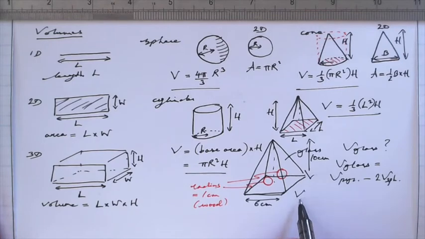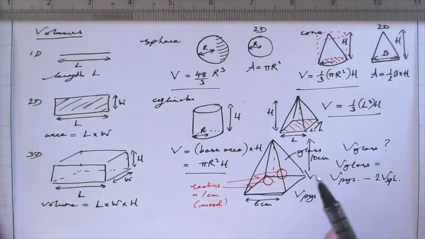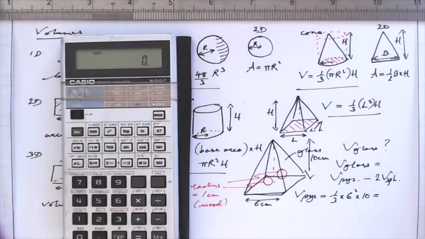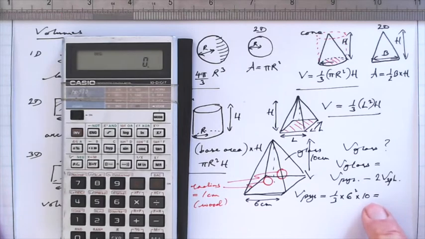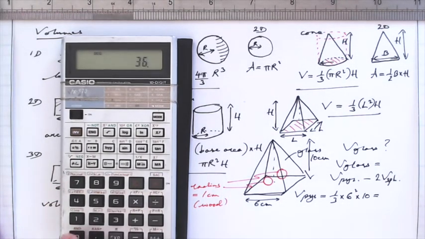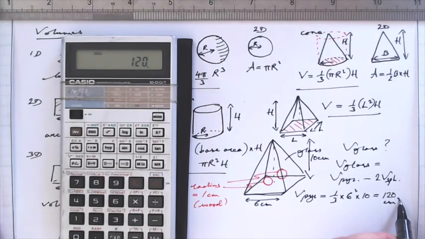So, volume of the pyramid, well, it's 1/3 times base times height, so 1/3 times base. Well, the square base has a side of 6, so it's times 6 squared times the height of 10. I'm just going to use my calculator only because when we do the spheres we're going to have pi hanging around, so the numbers are going to get messy anyway. But this is obviously 36 times 10, which is 360 divided by 3. 120.